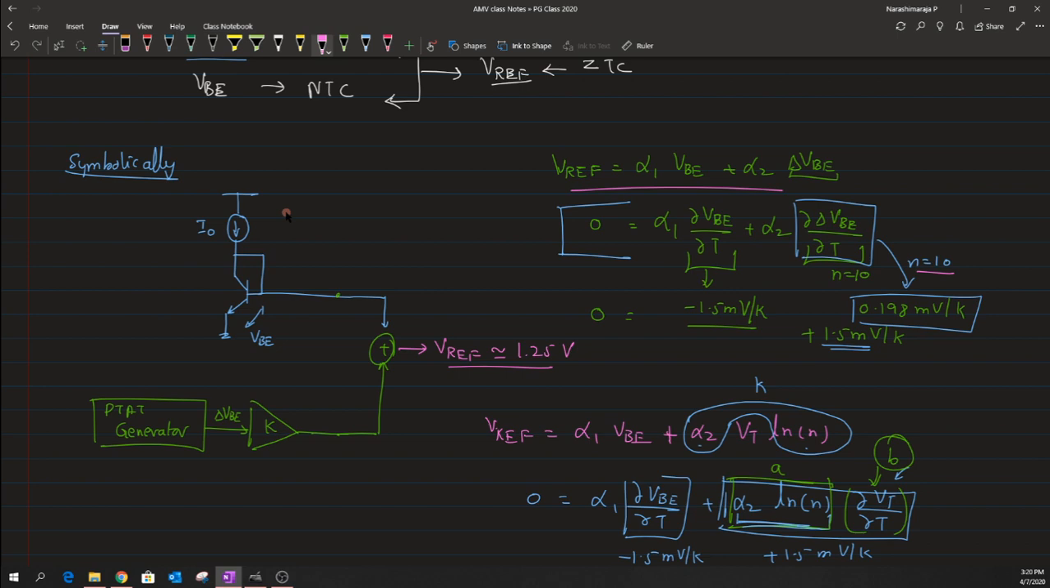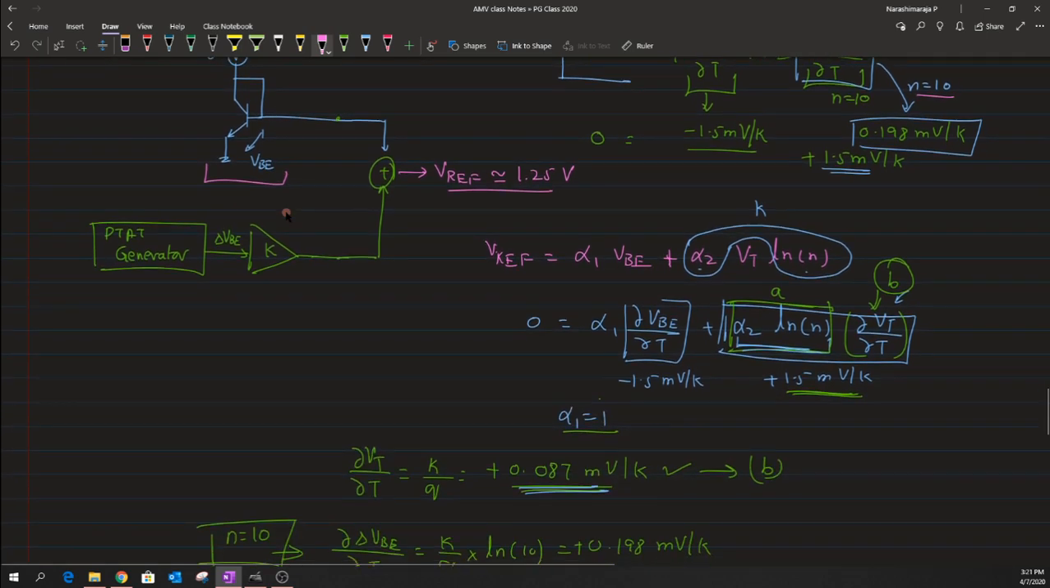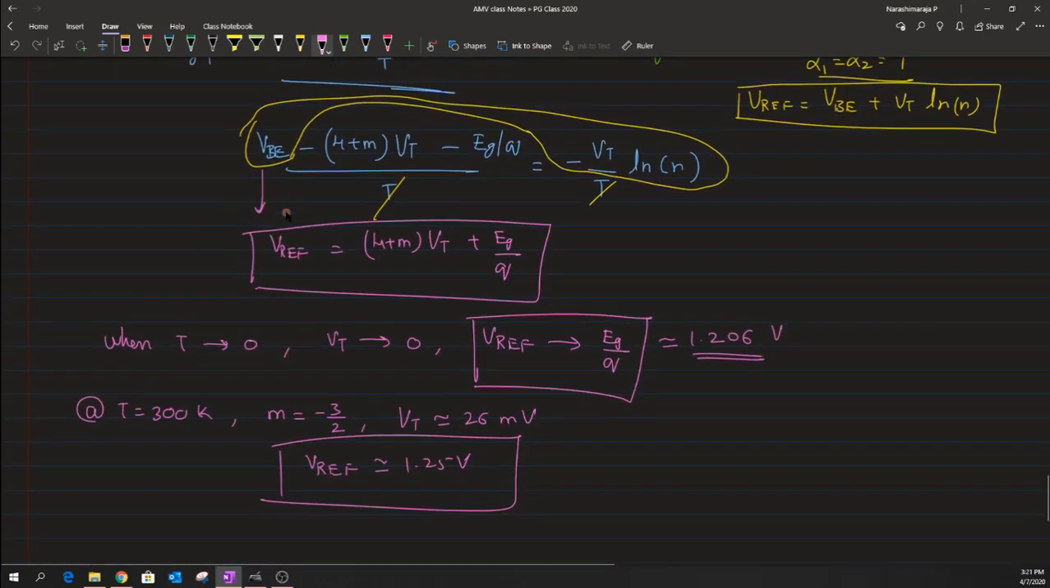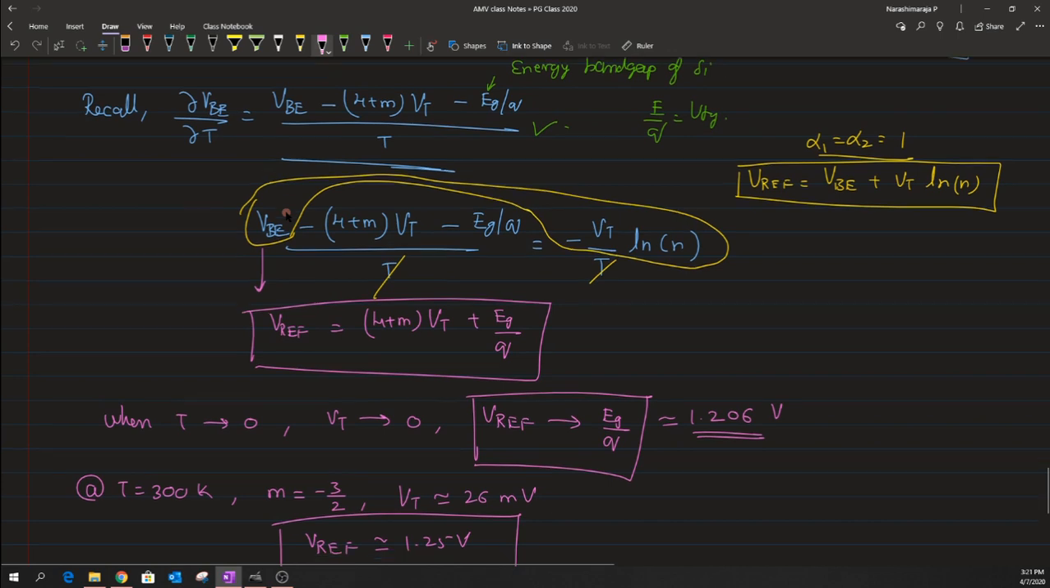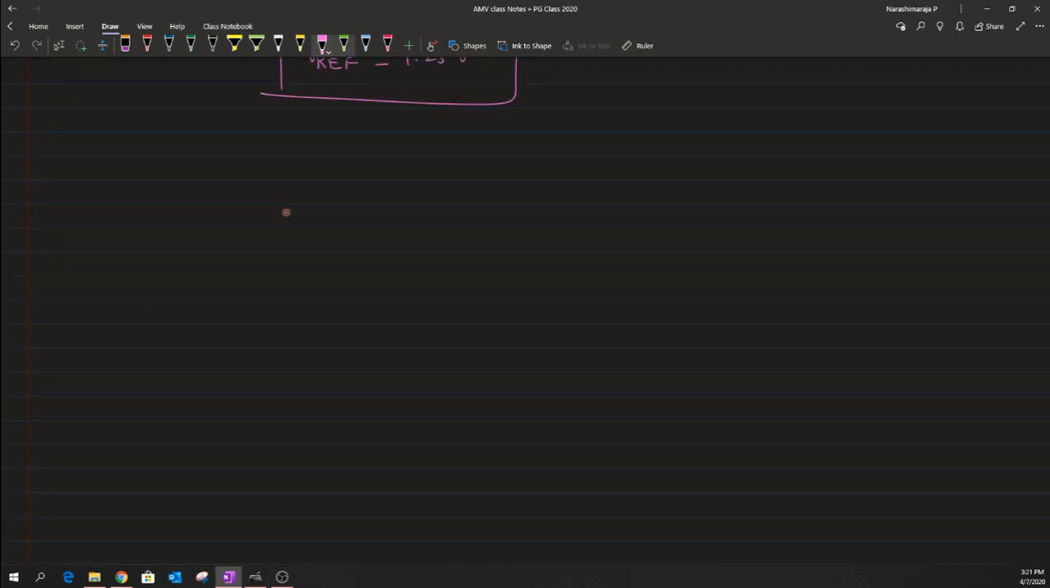And this combination of the PTAT, that is proportional to absolute temperature, and the complementary to absolute temperature circuit, the combination of both these circuits will result in what is known as the band gap reference voltage circuit. So now let us look at the implementation part, which is quite interesting to work on. As we know, we have to have a reference circuit.